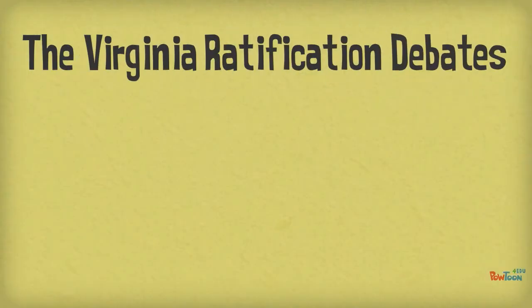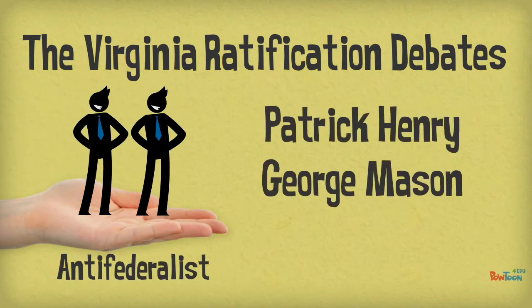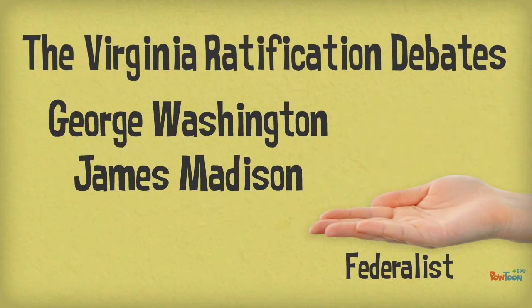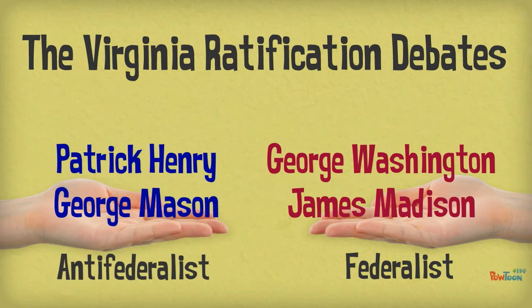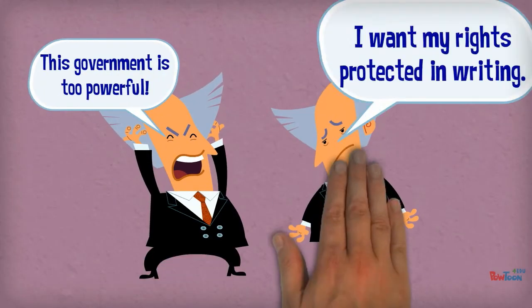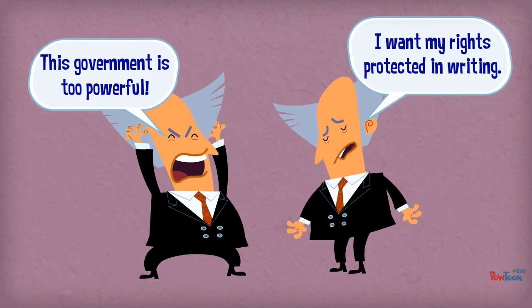Here in Virginia, we were primarily anti-Federalist, with Patrick Henry and George Mason as 2 examples. However, George Washington and James Madison, 2 key leaders in the Constitutional Convention, were from Virginia, and they were also Federalist. Because of the size, power, and influence of the state of Virginia, our ratification debates were watched by all 13 states.